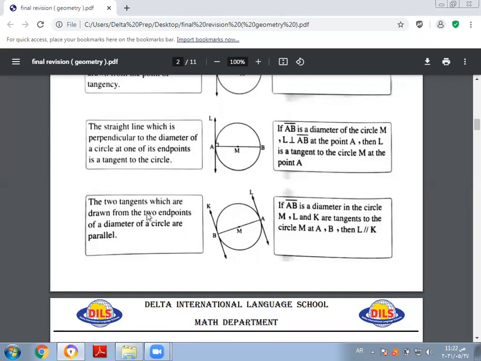The two tangents which are drawn from the two endpoints of a diameter of a circle are parallel. If AB is a diameter and L and K are tangents to the circle M, this means that L is parallel to K.